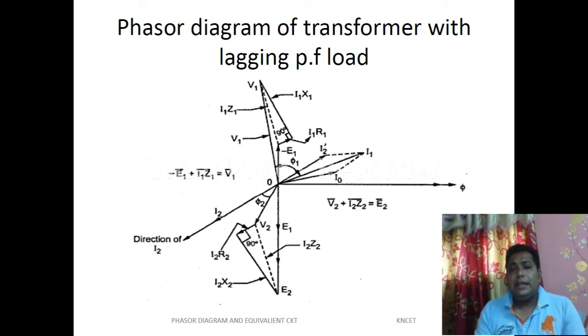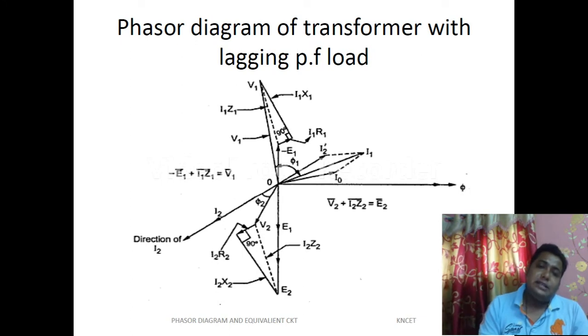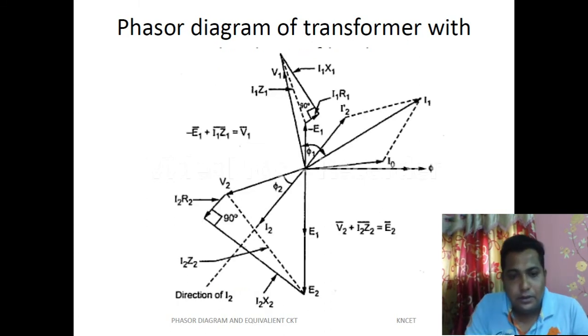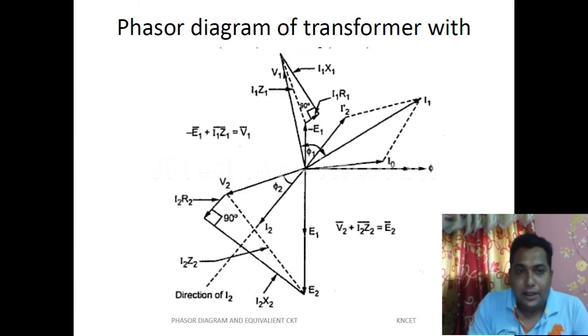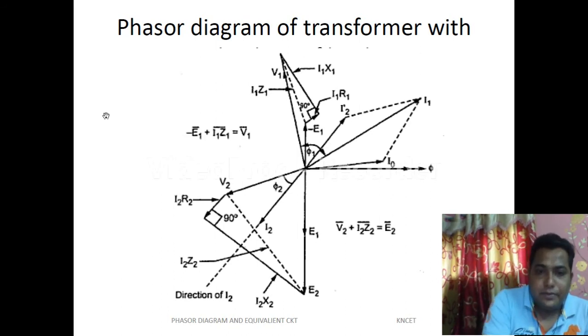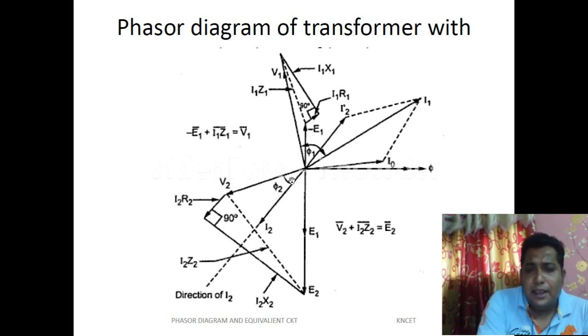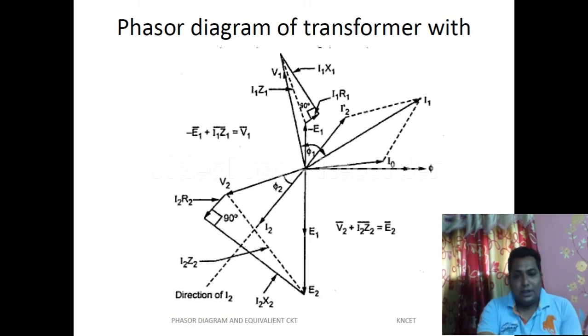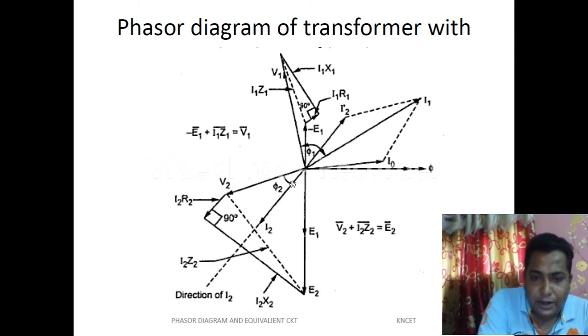Now coming to the leading, when we are discussing leading, see there the position of I2 and V2 is going to be changed. Okay, see here, in leading power factor the current is leading from the voltage. In the previous one we have seen that current is lagging from the voltage. Here we have seen that from the I2 current, V2 is here, but in this case this V2 is there.